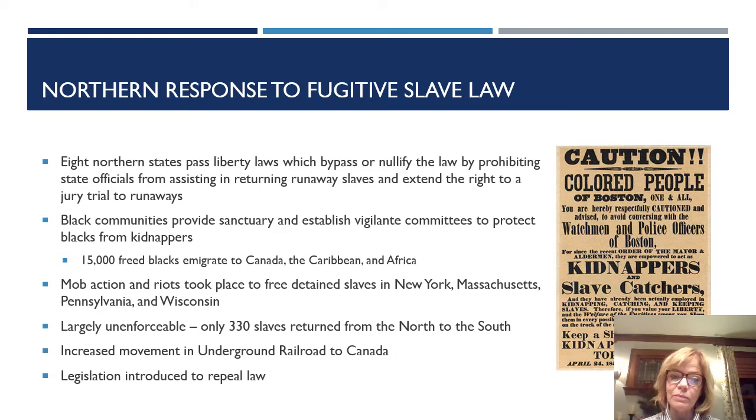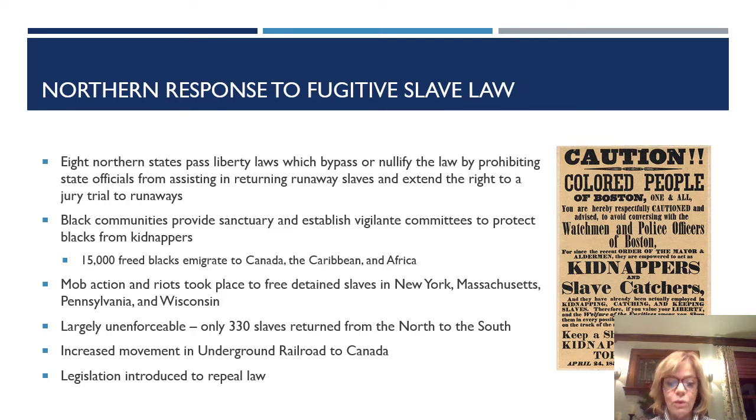Also, a lot of black people just decided to flee. Many people went to Canada, they went to the Caribbean, or they went to Africa. 15,000 did. In some places where you would see slave catchers, mob action or riots would take place. This occurred in New York, Massachusetts, Pennsylvania, and Wisconsin. And this slave law was really unenforceable. Only about 330 slaves were actually returned from the North to the South at the time after this went into effect.